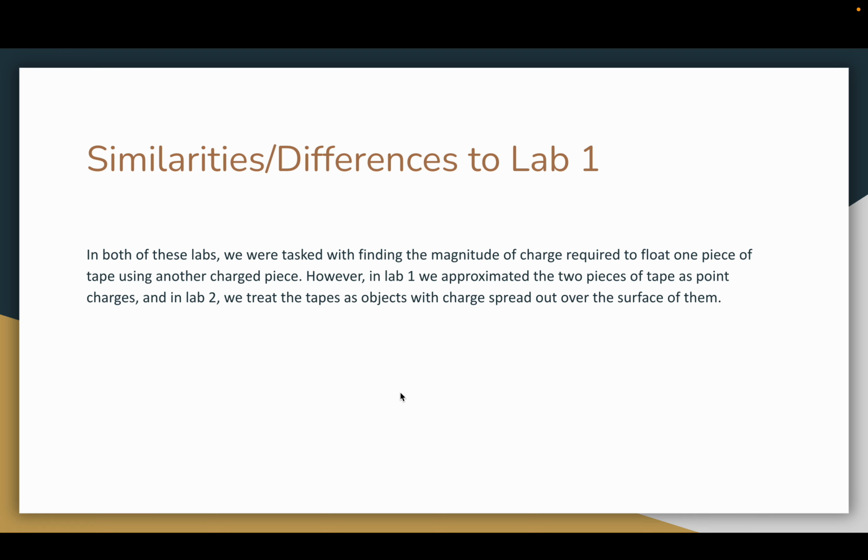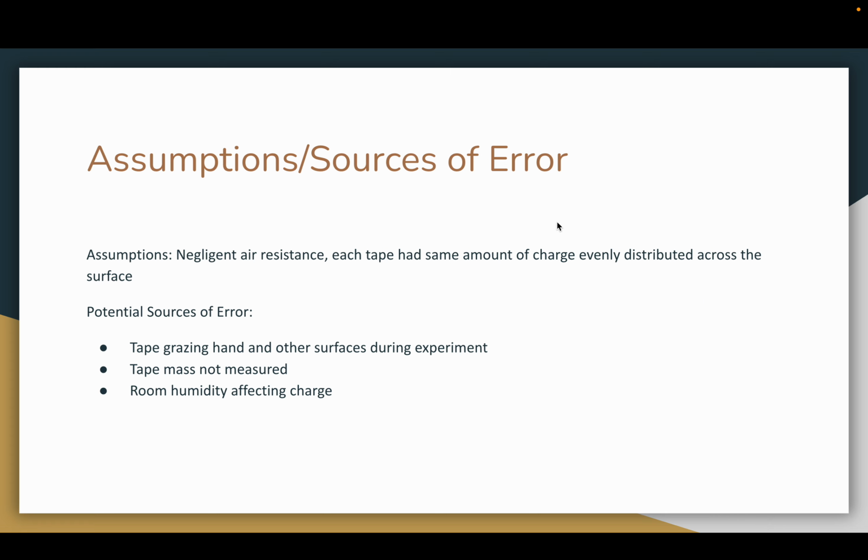So this lab was pretty similar to lab 1 in the sense that we had to find the magnitude of charge required to float one piece of tape up using another charged piece. But in lab 1, all we did was approximate these two as point charges. And in lab 2, we actually treated them as strips of charge spread out over the surface of them, which makes the calculations much more precise.